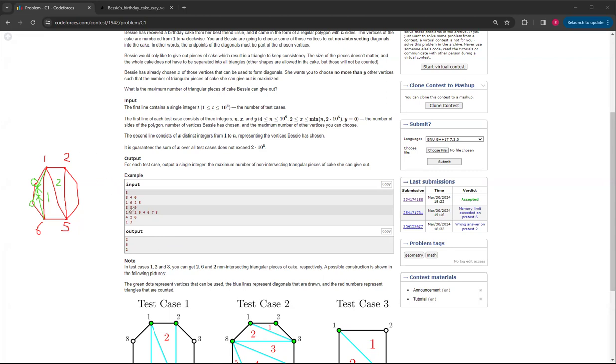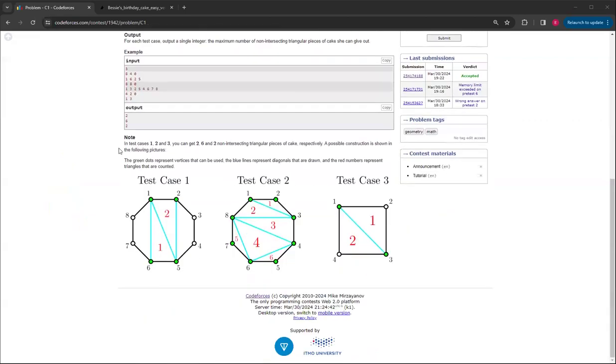And if you have all the points in the octagon, then you can make the maximum number of triangles, which will be n minus 2, which is also 6. For this one, this is just a square, 1, 3, so then you can connect them, and it'll be 1, 2. This is basically a demonstration.